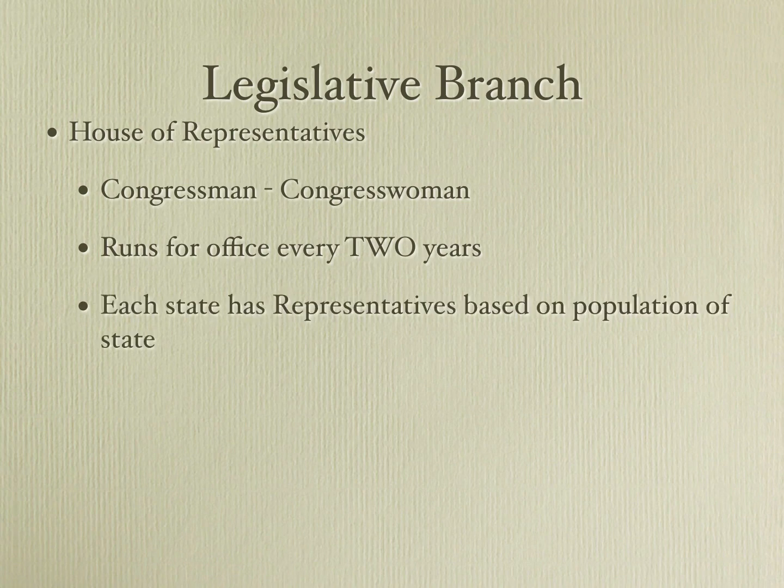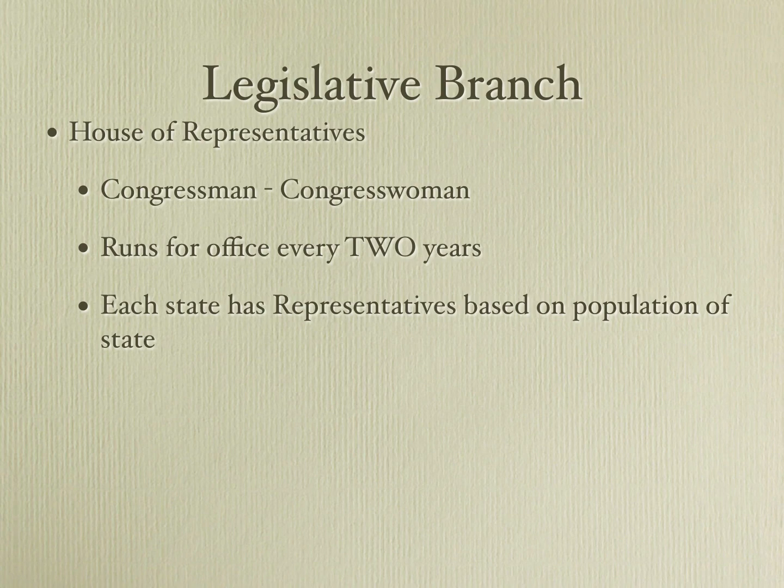Now, the House of Representatives is known again as the People's House, and their main role is to represent the people within their congressional district. Each state has representatives based on the population of that state. So if your state is very populated, that state will get more members of the House of Representatives. The smaller the state, the fewer members of the House of Representatives.